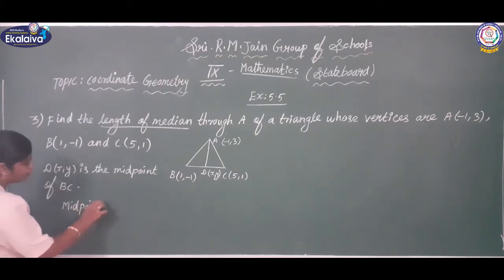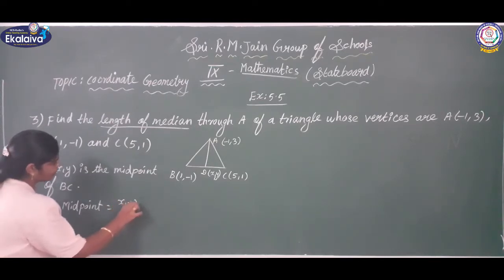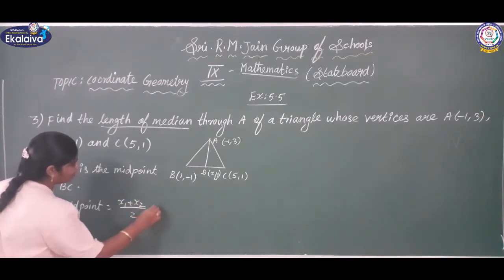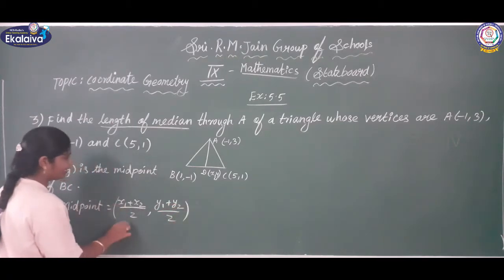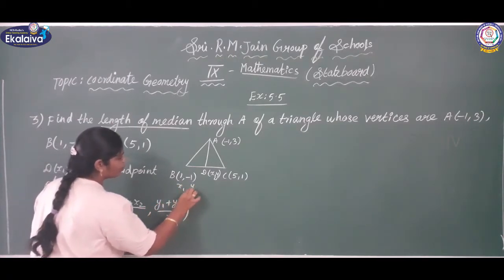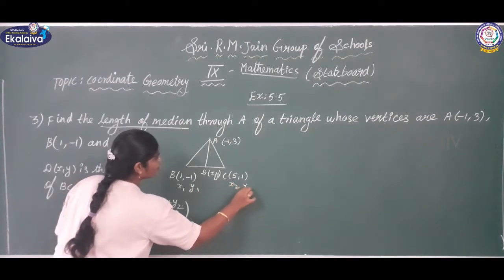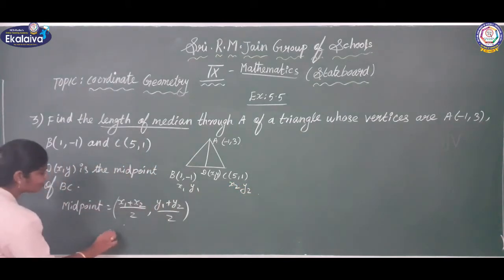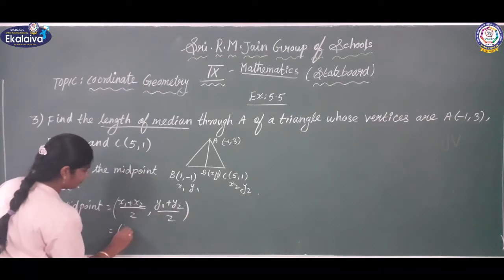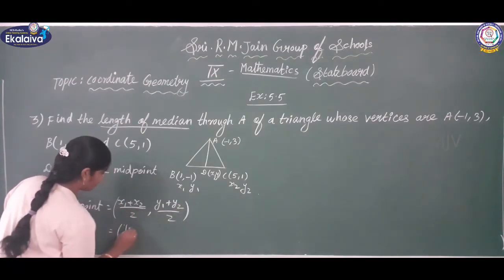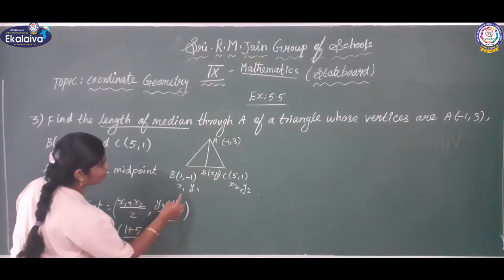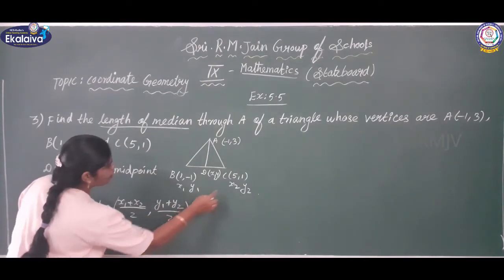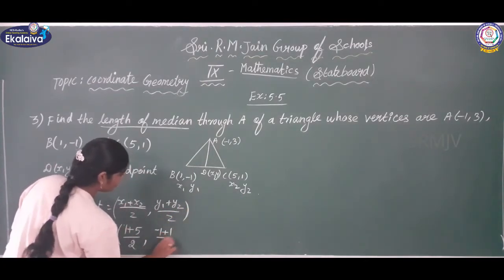Midpoint equal to ((x1 plus x2) by 2, (y1 plus y2) by 2). So this is x1, y1, x2, y2. Now substitute here x1 value 1 and x2 5. (1 plus 5) by 2 comma y1 minus 1, y2 plus 1 by 2.